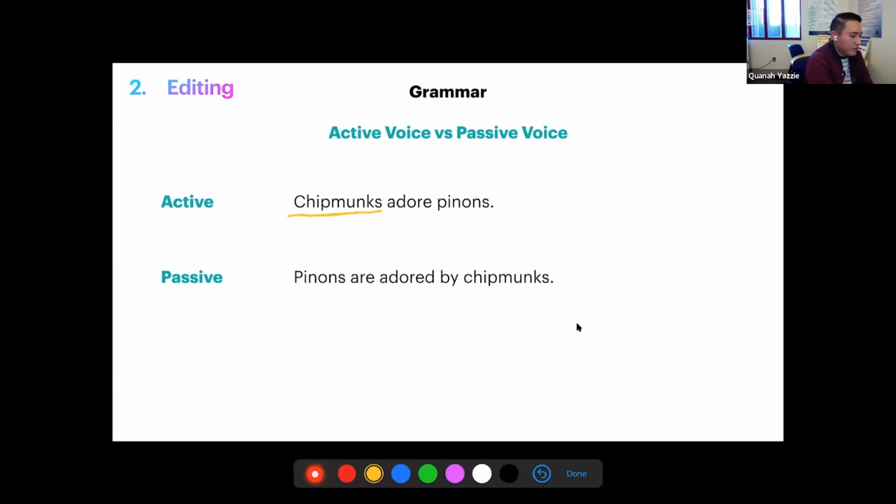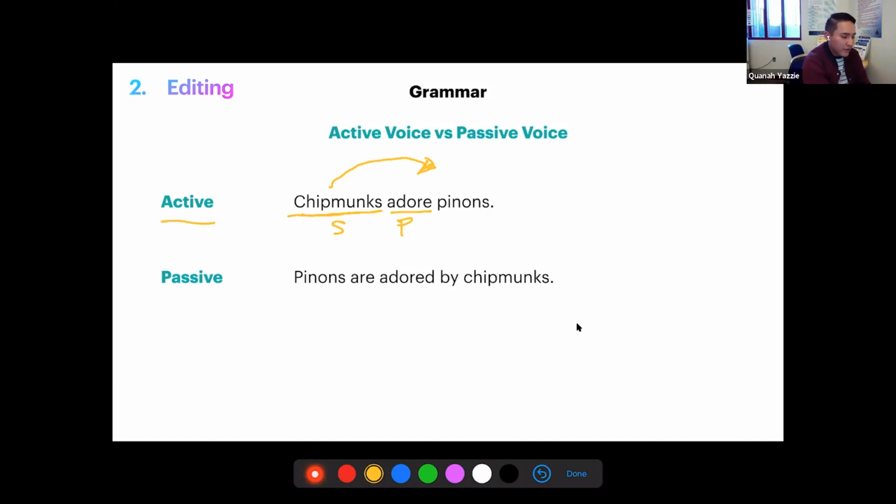This is our subject. I'll put S. And then we have our verb or our predicate. I'll just put predicate for now. A predicate is what the subject is doing, the action, the phrases, the action that's happening that the subject is doing. And in this case, in active voice, the subject here, the chipmunk, is actually doing the action, adore. So the chipmunk's adoring piñons. That makes this active voice.